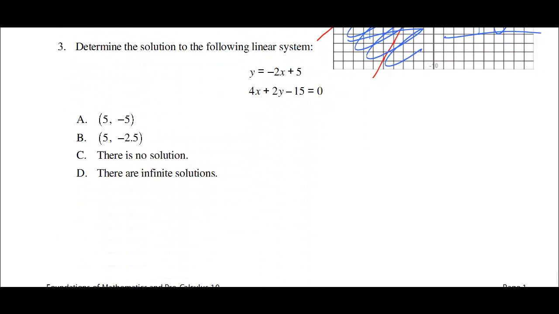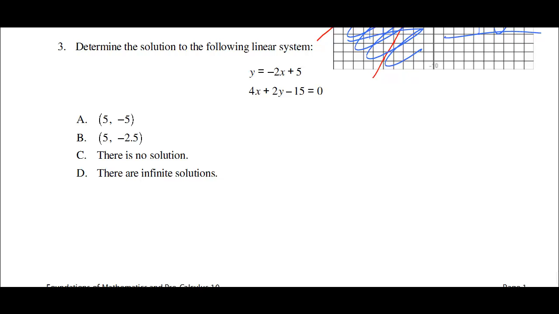Determine the solution to the following linear system. Y is equal to negative 2x plus 5 is the first equation, and the second equation is 4x plus 2y minus 15 is equal to 0. So it's up to you how you want to do this. Of course, this is coming from Unit 7, Systems of Equations.